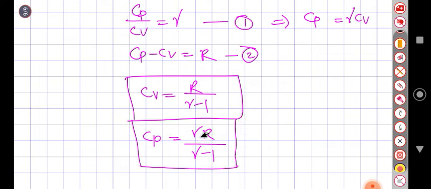See, the Cp is gamma times greater, like the slope also. The slope is gamma times greater, right? Any doubt up till now? I think everything is clear.